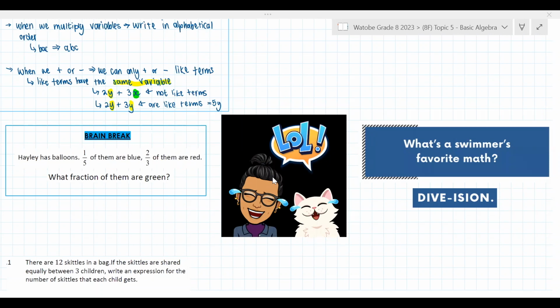And again, guys, if you are new, a brain break is basically just us taking a little break from what we're doing in the lesson. Sometimes it's like a brain teaser, sometimes it's a puzzle, sometimes a word problem, like this one. I really do encourage you to give this one a try, because this is definitely a type of question we could ask you in an assessment. Now, guys, be careful. The question says what fraction of them are green, so your answer should be a fraction.